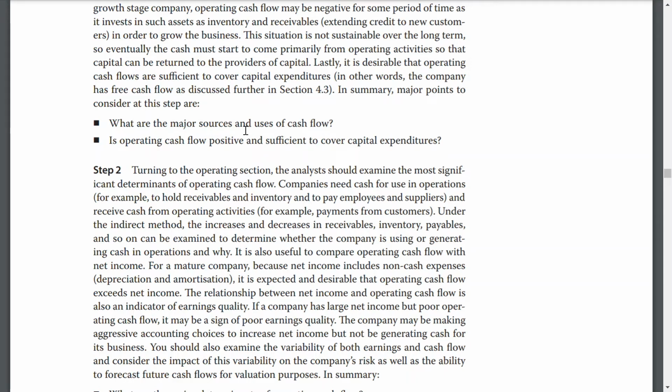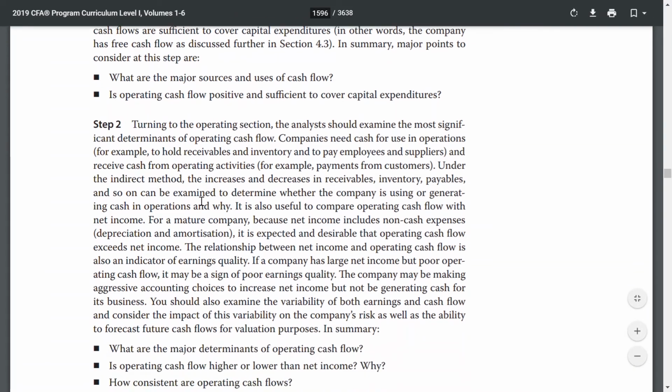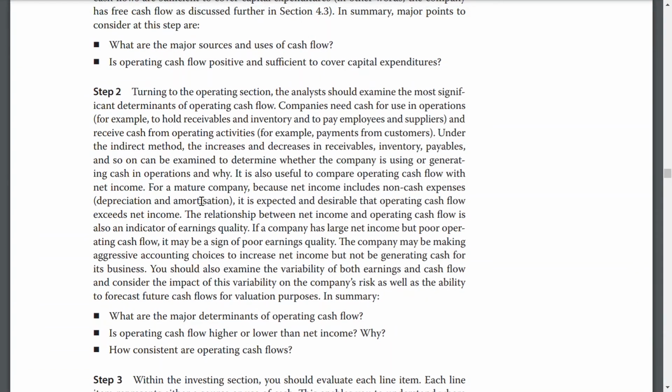Step 2. Turning to the operating section, the analyst should examine the most significant determinants of operating cash flows. Companies need cash to use in operations. For example, that shouldn't be a shock. So when we look at this in summary, we have to look at what are the major determinants of operating cash flows. Is operating cash flow higher or lower than the income, and why is it so? And how consistent are operating cash flows?